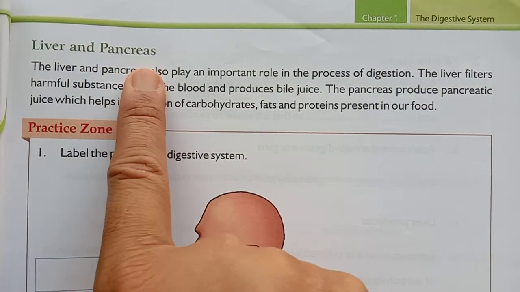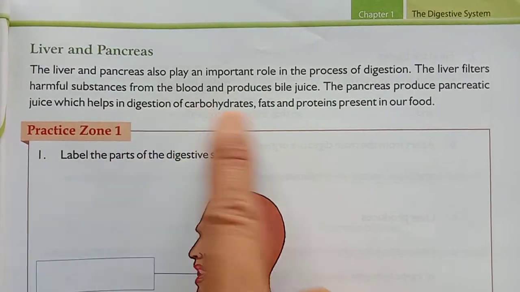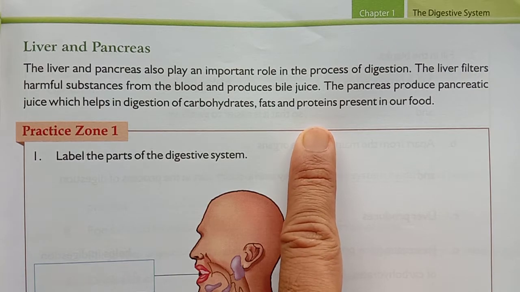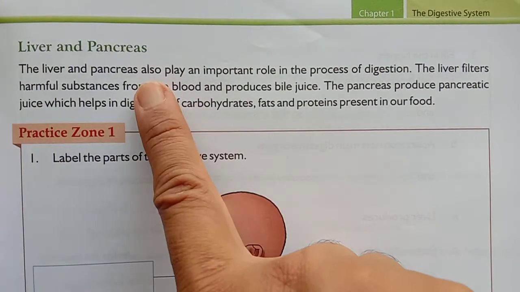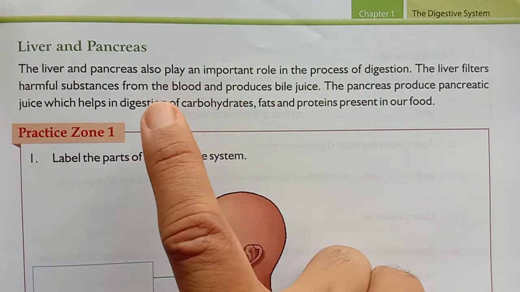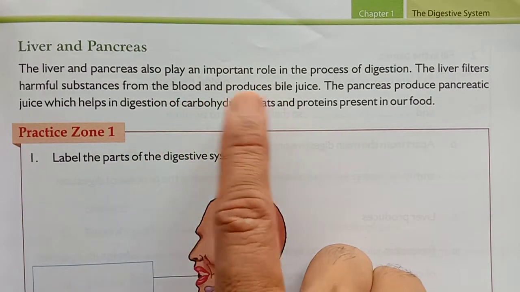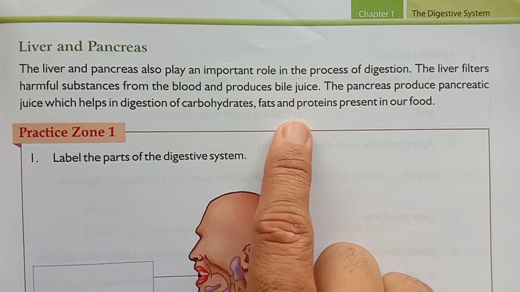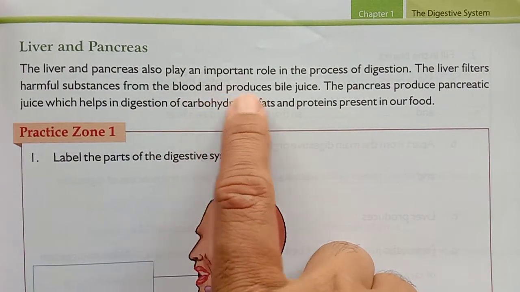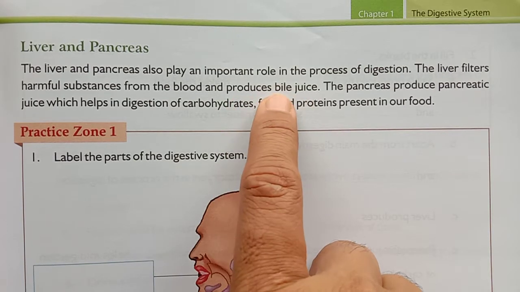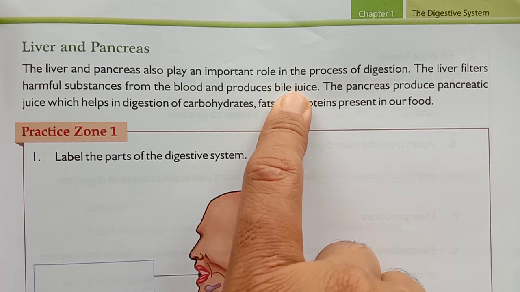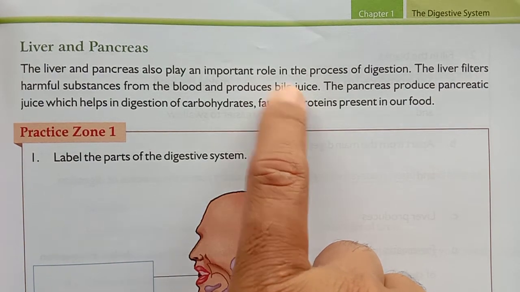You can see here the liver and pancreas. What is their work in the digestive system, what is the role of the liver and pancreas? Let us see that. The liver and pancreas also play a very important role in the process of digestion. The liver filters harmful substances from the blood and produces bile juice. This we have to remember.